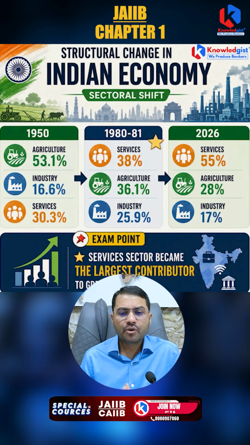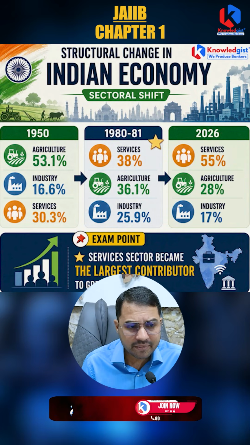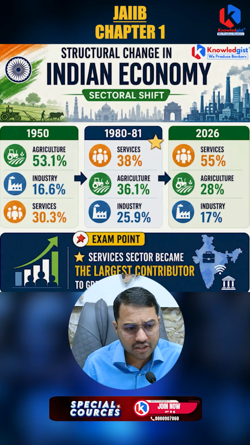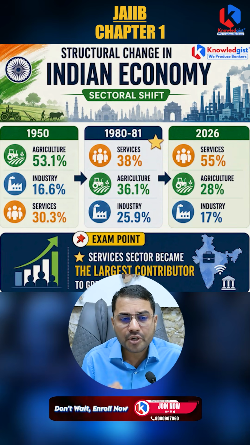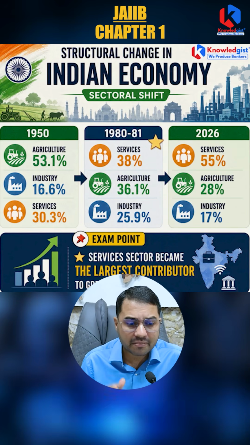And how did the Indian economy prosper? In 1950, it was an agrarian economy. Agriculture's contribution was 53.1%, which changed to the service sector in 2026, contributing 55%.